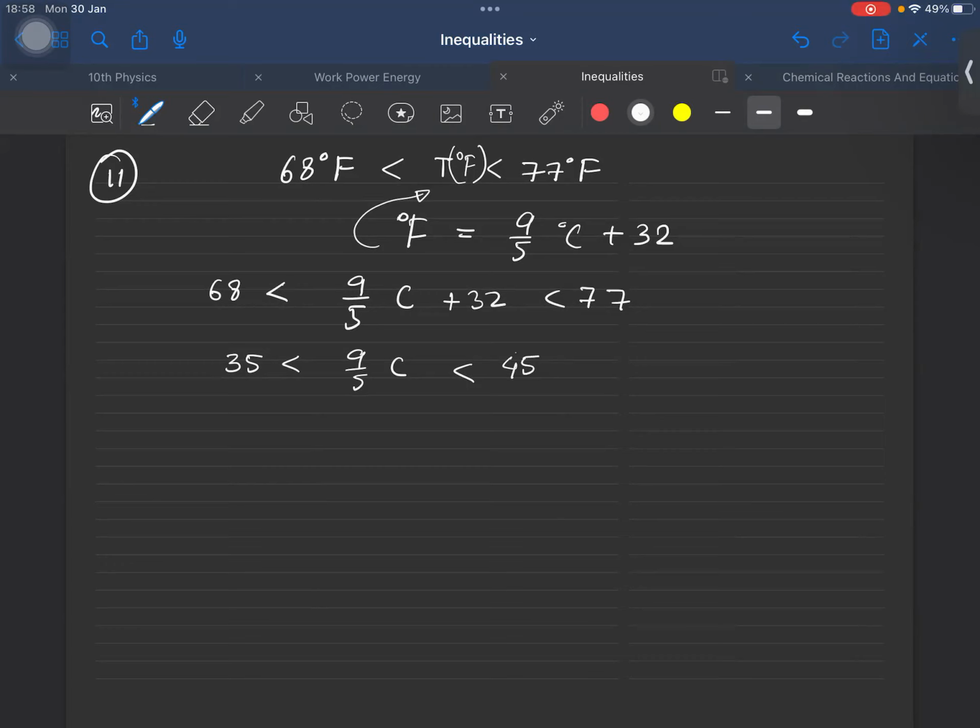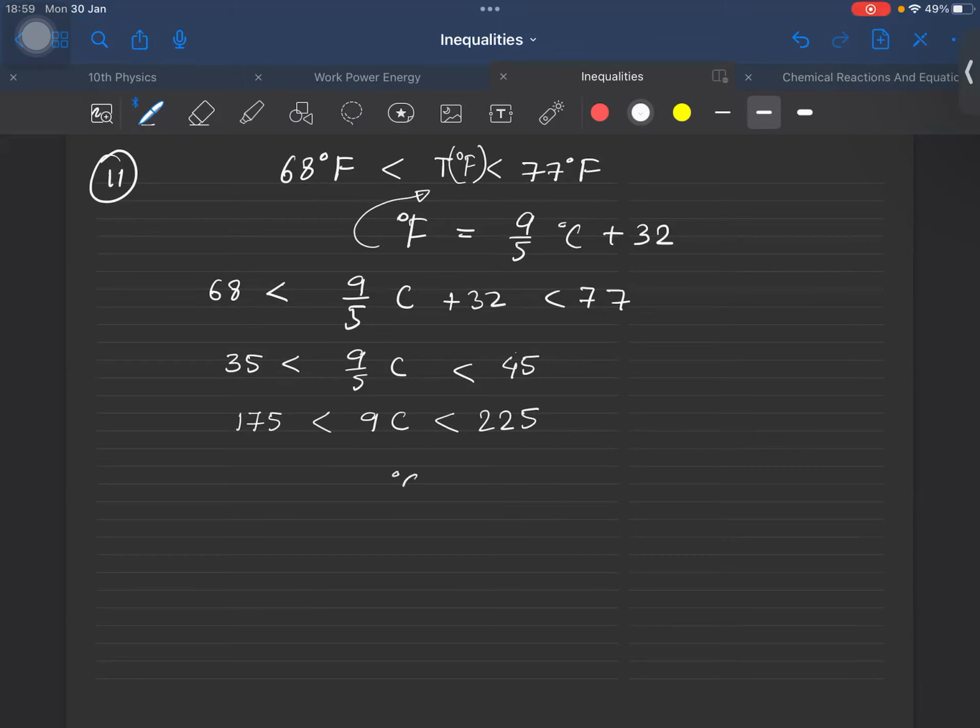Now multiply both sides by 5. How much do you get? Here you will get 175, which should be lesser than 9 times C, which should be lesser than 225. I think it is correct. Let me know if it is wrong.